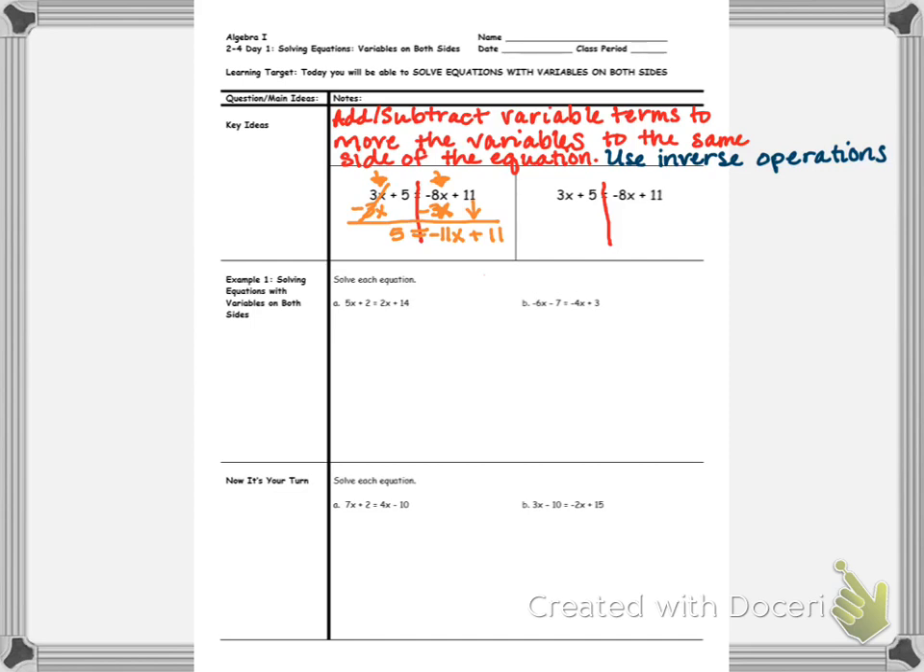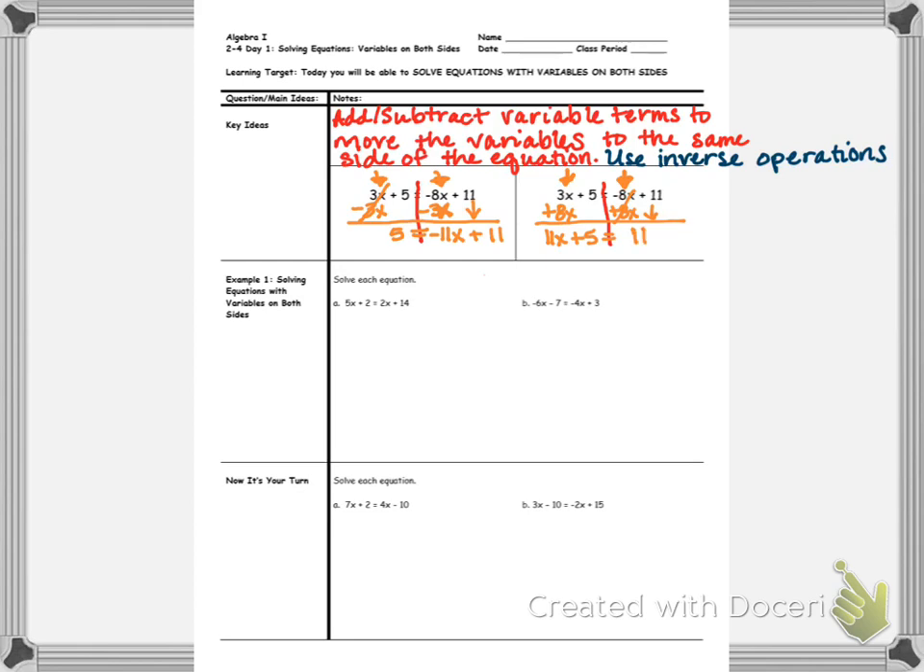So we'll try it again with this one, and this time I will do the opposite. I'm going to move the 8x over by doing the opposite operation and adding 8x. That gives me a positive 11x plus 5 equals, these canceled out, and then bring down that plus 11. We can just say positive 11.